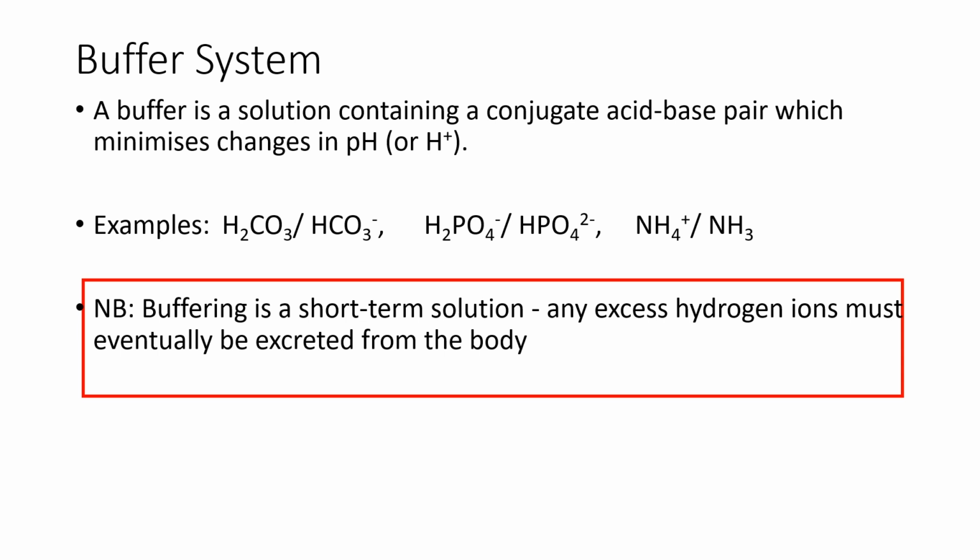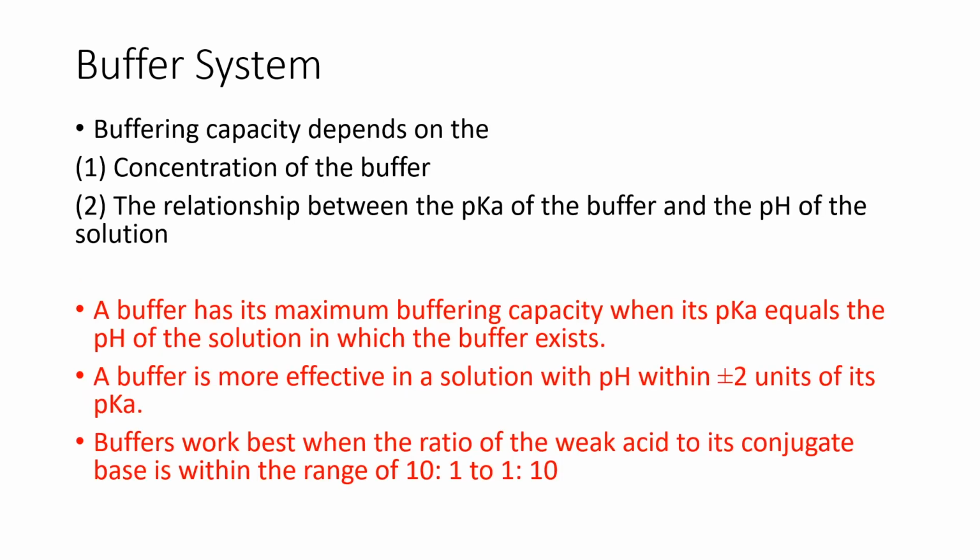So buffer systems generally provide a temporary solution to changes in pH, and it's very important that if there is any excess hydrogen ion, it must be excreted from the body in order to ensure that the person is safe. Having said that, there are different types of buffer system in the body. I need to make it clear that they don't all function equally or in the same capacity to ensure that the pH of the body is maintained at a steady state.